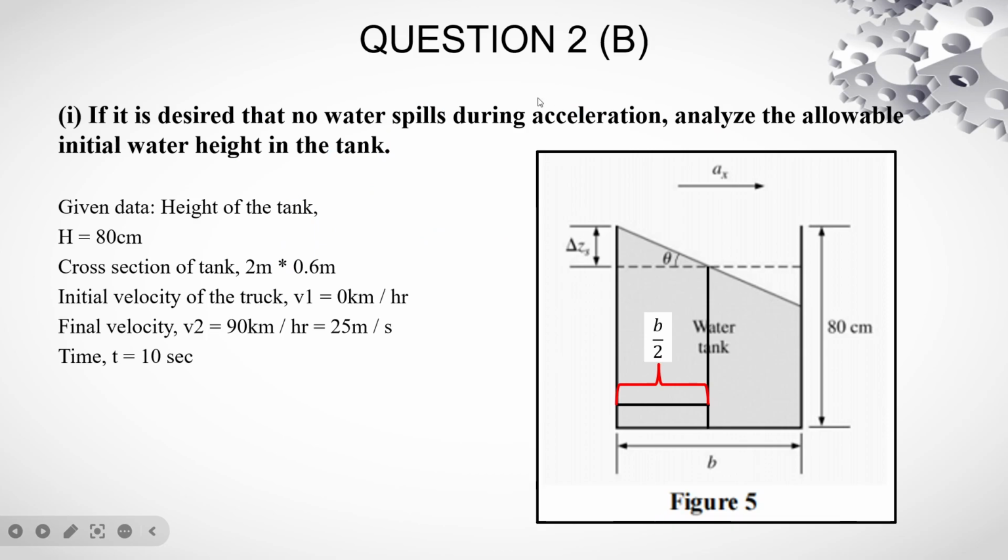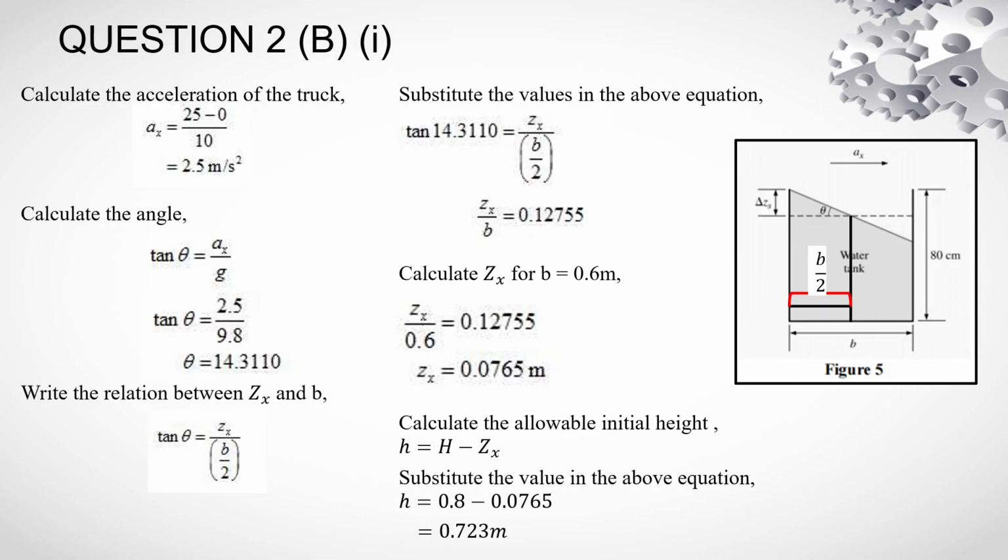So in question 2b, the given data: height of the tank is 80 cm, cross section of the tank is 2 meter times 0.6 meter, initial velocity of the truck is 0 km per hour, and the final velocity is 90 km per hour, which is 25 meter per second, and lastly the time t is 10 seconds. So for part b, we divide it into b1 and b2.